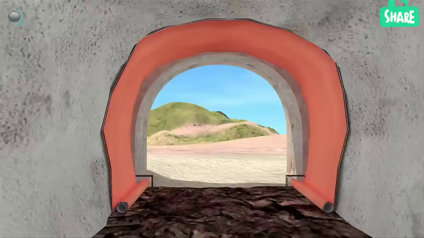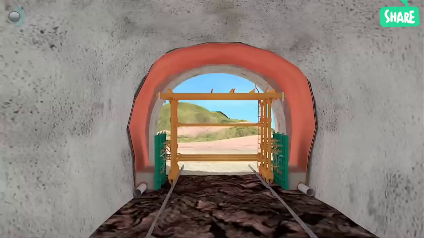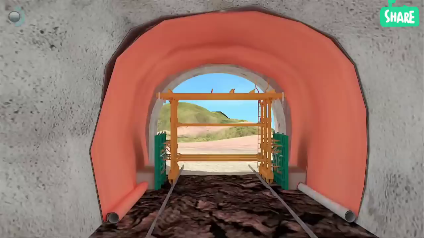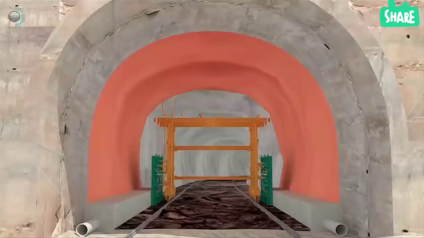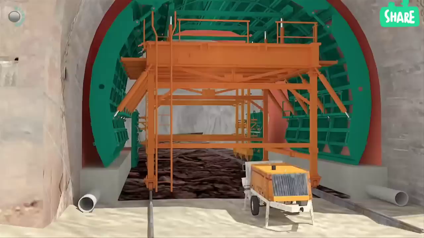Kicker gantry pours concrete on two sides, creating side slabs. Perforated PVC pipes are embedded into them. Then kicker gantry moves forward. Main gantry is then fixed, which pours concrete by pumping and completes concreting process.